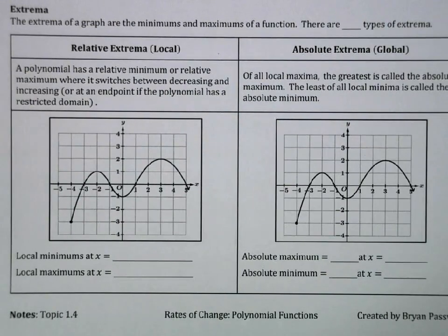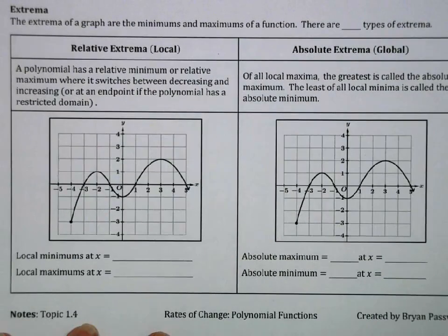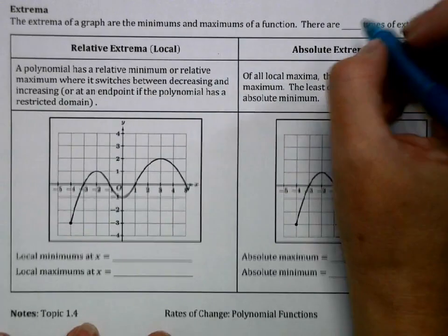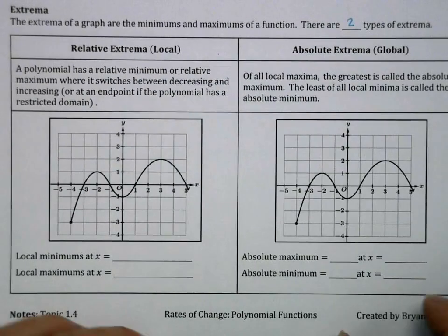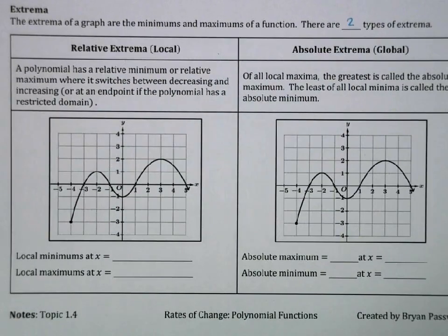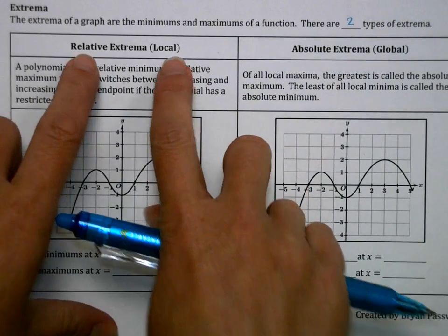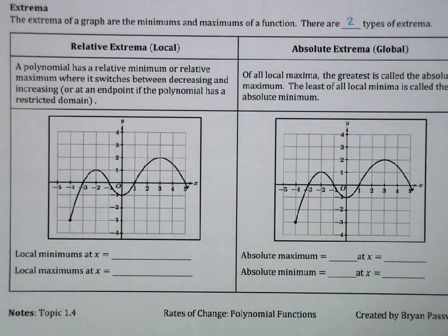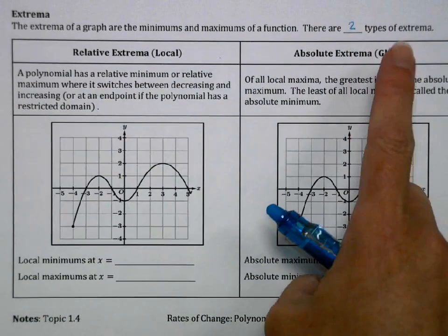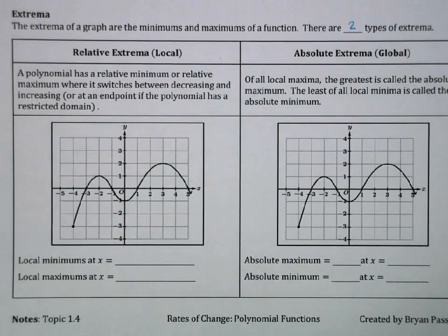Extrema. Okay, extrema are going to be the maximums and minimums of the graph. And there's 2 categories for this. There is relative extrema or local extrema. So local and relative are the same thing. If you see that term, they're interchangeable. Then there's also absolute or global extrema. Relative is anything that is a maximum or a minimum for its little part of the world.